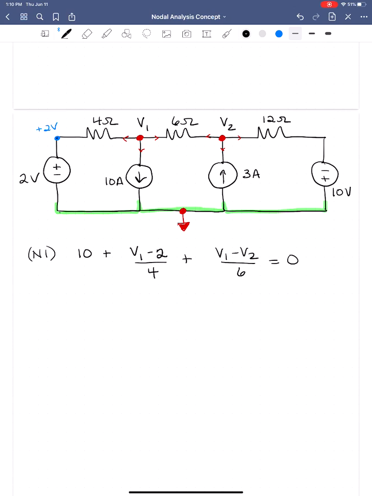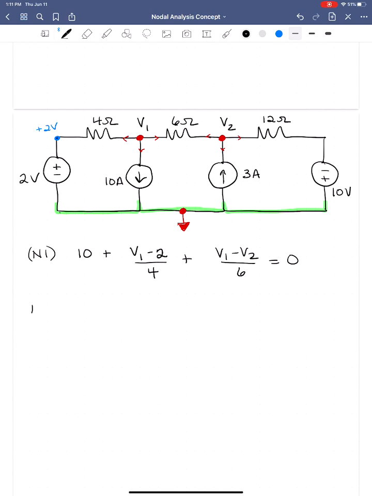When we have a second node like we do here, we don't treat it any differently. We just have to make sure that we're solving for the right polarity of our voltage so that the passive sign convention is holding. The current is flowing from plus to minus, so plus V1 minus V2. Now that we've written node 1, we forget about it and we move on to node 2.